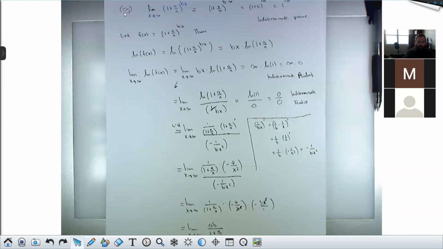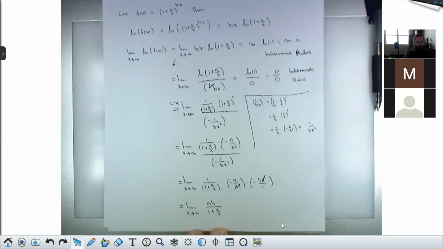So we take natural logs, that turns the indeterminate power into an indeterminate product. And then we play this sneaky algebra game where we take one of the pieces and shove it downstairs as its reciprocal. That'll turn the indeterminate product into an indeterminate ratio. Once I have an indeterminate ratio, I can apply L'Hopital's rule. I take my derivatives very carefully, simplify the algebra, and that gets me here.